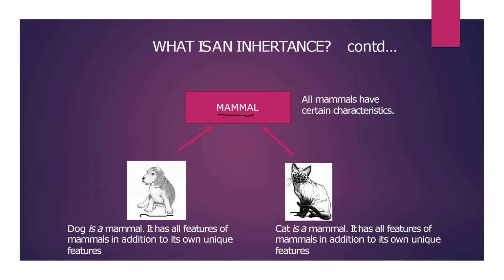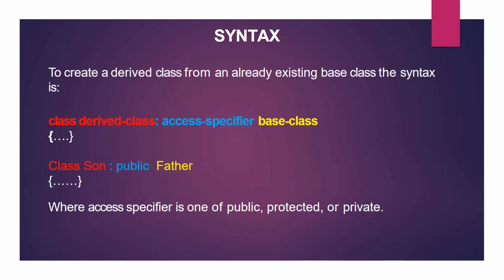Now we'll see how to write the syntax for inheritance. To create a derived class from an already existing base class, first you need to mention the keyword class, followed by the derived class name, followed by a colon, followed by the access specifier. The access specifier may be public, protected or private, followed by the base class name, that is, the already existing class name.